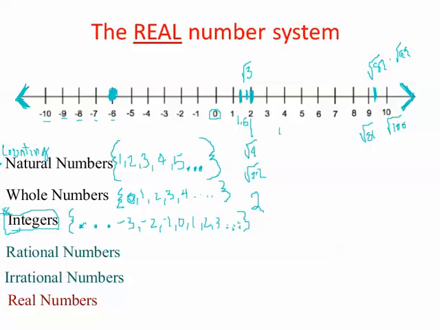And I made these two guys a different color because they kind of go together, and also because all numbers are either rational or irrational. You can't say that about all the other groups, but all numbers are either one or the other. They're either rational or irrational, and it's pretty easy to decide which. Here's how you do it.